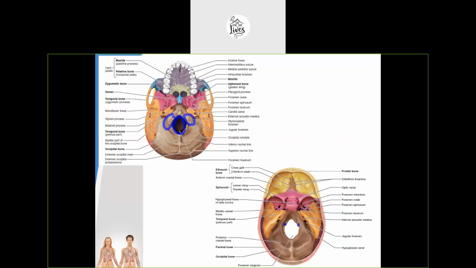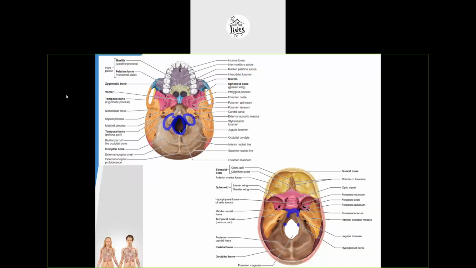Also, anterior to the foramen magnum, we find the continuation of the sphenoid bone. So this is the sphenoid bone and the occipital bone, and it is making up the basilar part of the occipital bone. And internally, the occipital bone forms the walls of the posterior cranial fossa, which is holding the part of the brain that is called the cerebellum. So the skull is divided into three fossas. We have the anterior fossa, this one. We have the middle fossa, this one. And the posterior fossa, which is made up of the occipital bone.